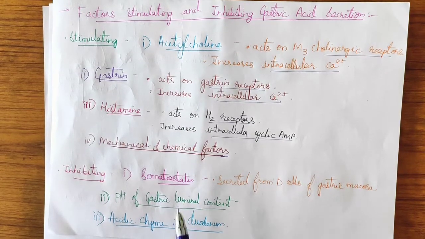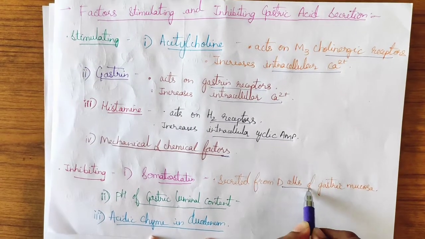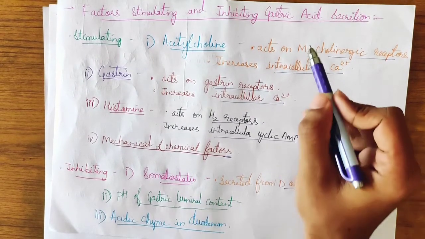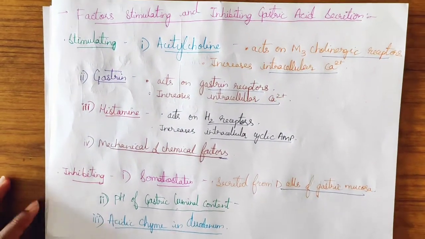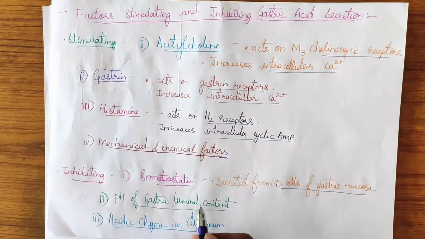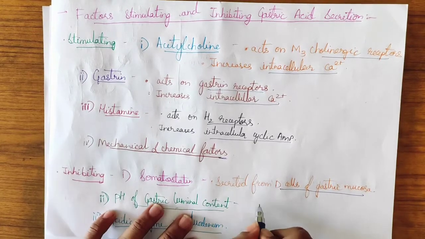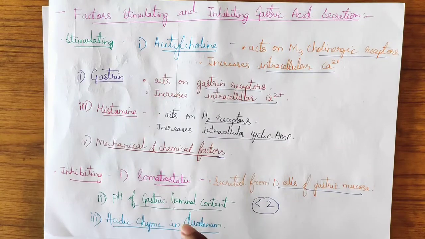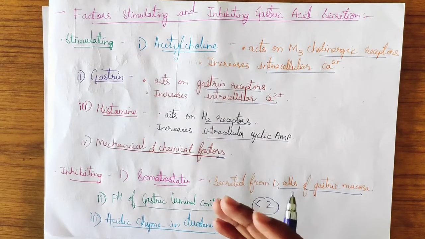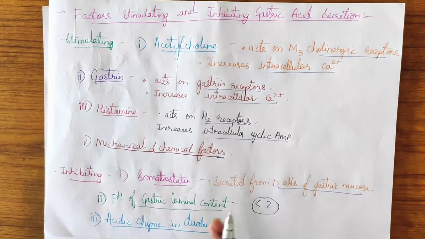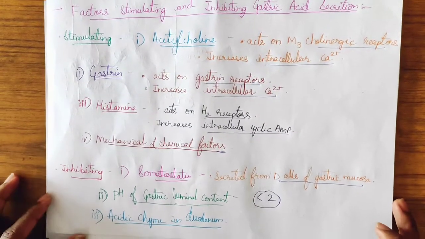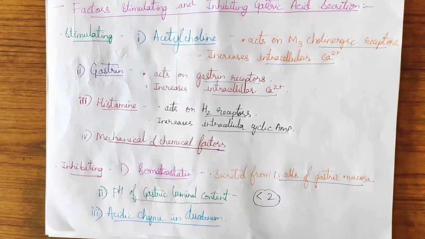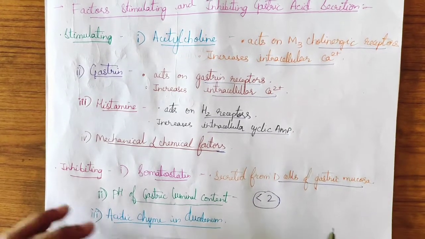So what are the inhibiting factors? The first one is somatostatin. This is secreted from the D cells of the gastric mucosa. This is one of the important hormones which inhibits the production of the gastric acid. The next one is the pH of the gastric luminal content. When the pH in the gastric lumen decreases below 2, there is auto feedback, that is auto regulation of the gastric acid secretion. That is the negative feedback mechanism. The next one is the acidic chyme in the duodenum. Similarly, when the chyme in the duodenum becomes acidic, there is a decrease in the gastric acid secretion.